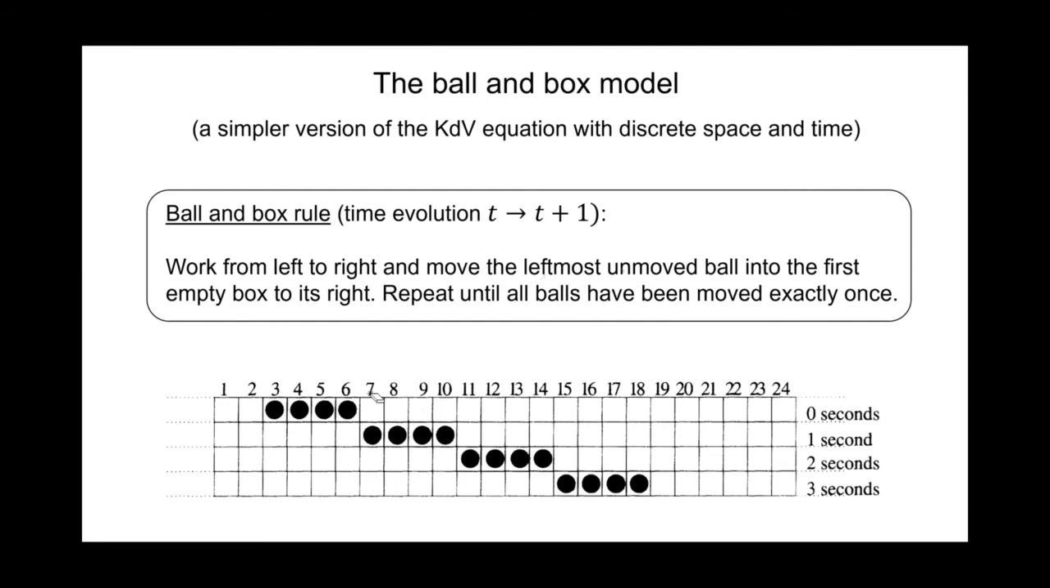So let's consider this example first. If we want to evolve from t equals 0 to t equals 1, we start from the left, the ball in position 3, and we move it into the first empty box to its right, which is box 7. So here it goes at time equals 1. Next we do the same for the ball at position 4 at time equals 0. Boxes 5 and 6 are occupied by the other two balls, and box 7 we have also just occupied, so this will move to position 8. And similarly for the other two.